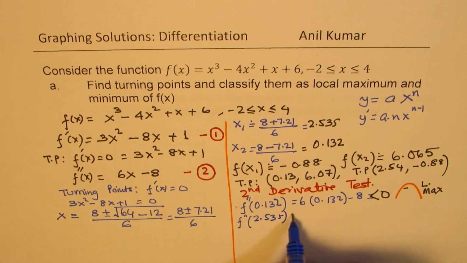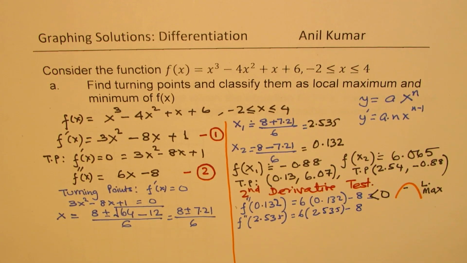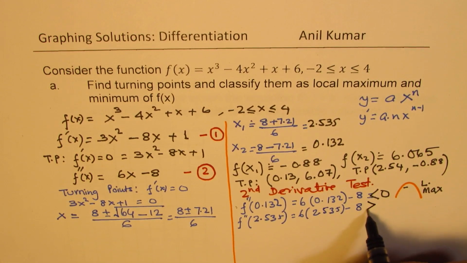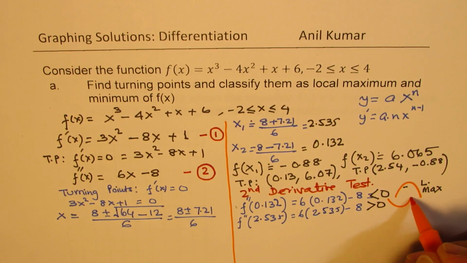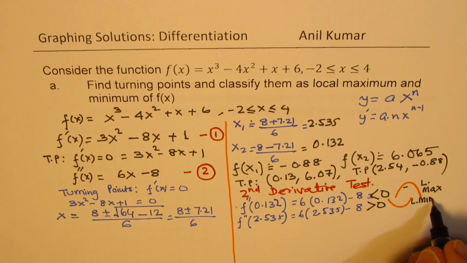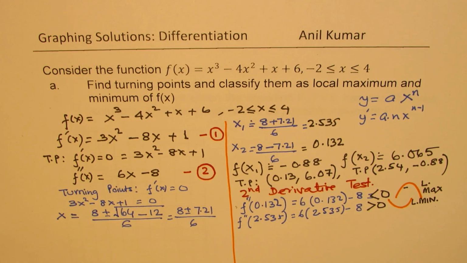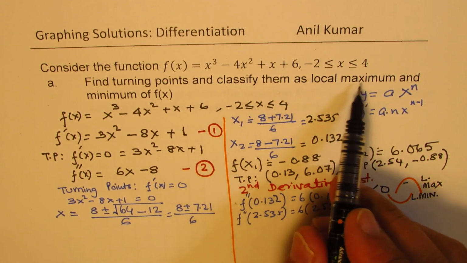Now, let's find the second derivative for the second point, which is at 2.535. So 6 times 2.535 will be around 15.21, minus 8, which will definitely be greater than 0. In this case, the graph is going to open upwards and we have a local minimum. Is that clear to you? That is how we have figured out that our turning points are local minimum and maximum. That is how we'll classify them.